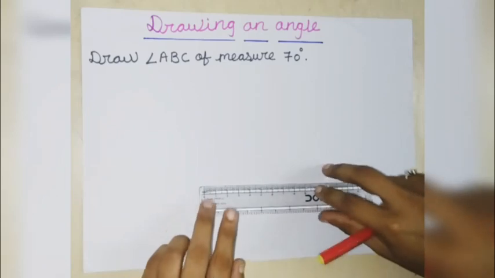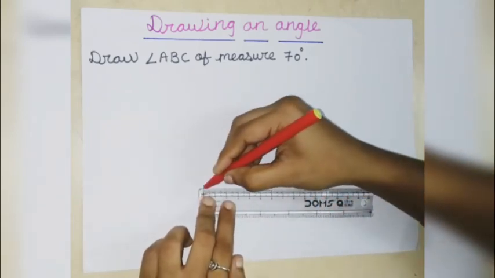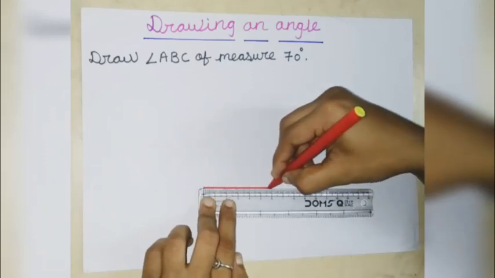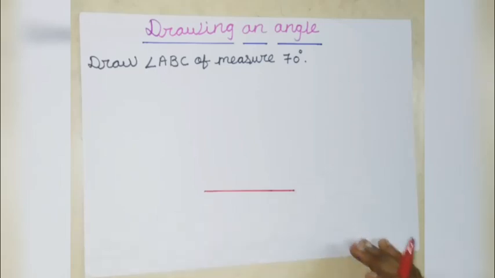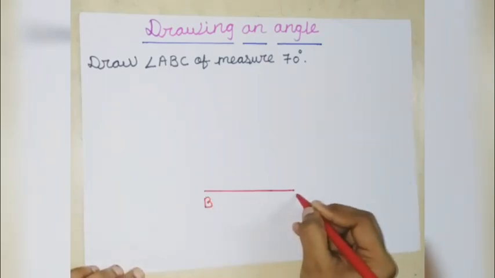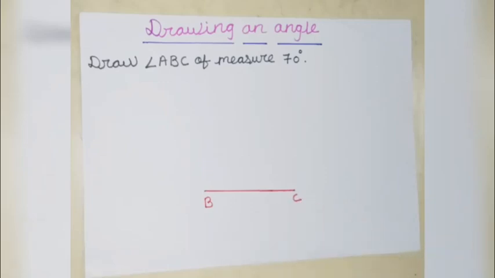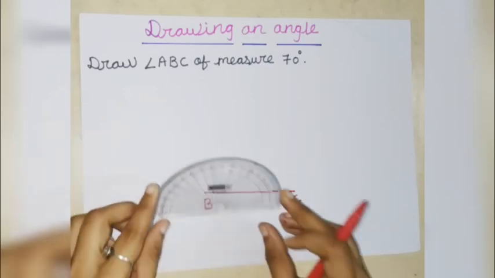For drawing an arm, we can take any measure. Here I am going to take 8 cm. This is BC. Here B is the vertex. We must draw a 70 degree angle at that point. Now, put the center of the protractor on B.